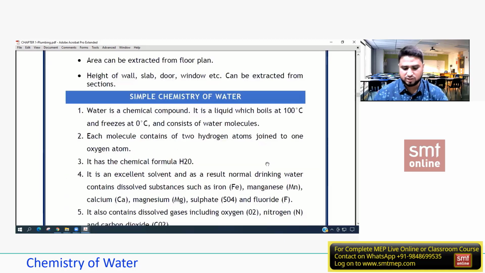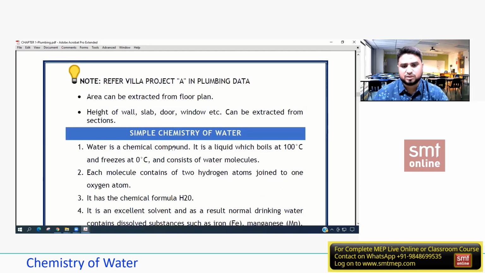Now let's see what exactly the fluid we are dealing with is. Some basic knowledge about the fluid we are about to deal with. As I said, the medium here is water. So let's see some simple chemistry of water. Water is a chemical compound. It is a liquid which boils at 100 degrees centigrade and freezes at 0 degrees centigrade and consists of water molecules. It's simple enough. At 100 degrees evaporation starts, and at 0, freezing starts. Yes or no?